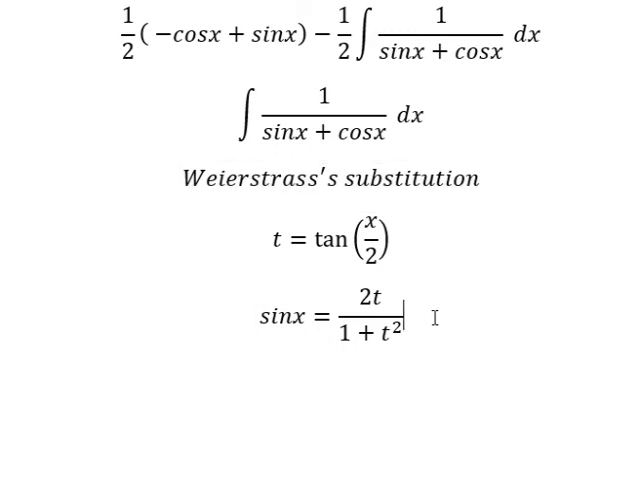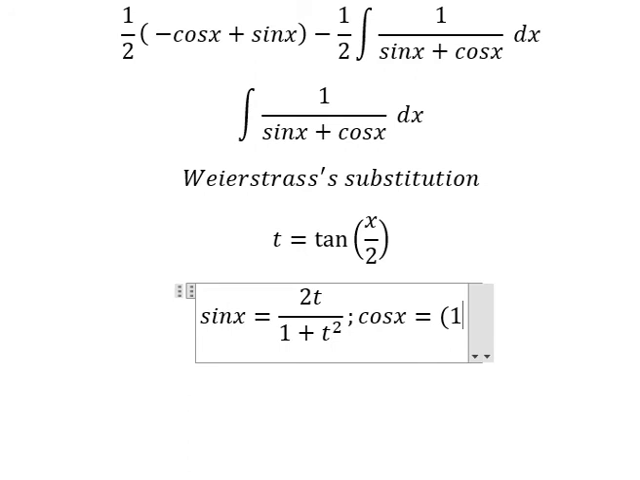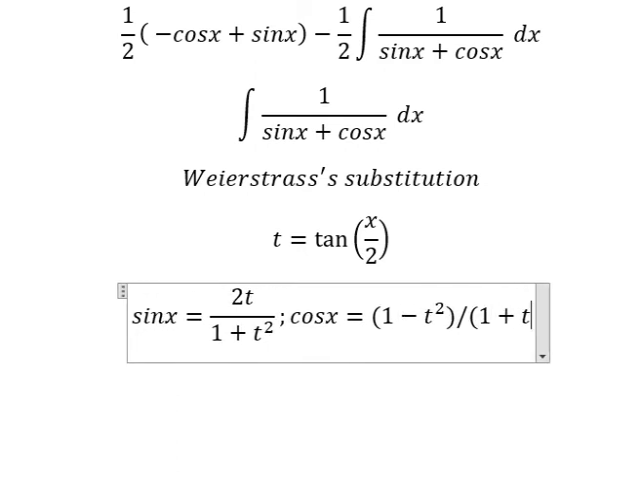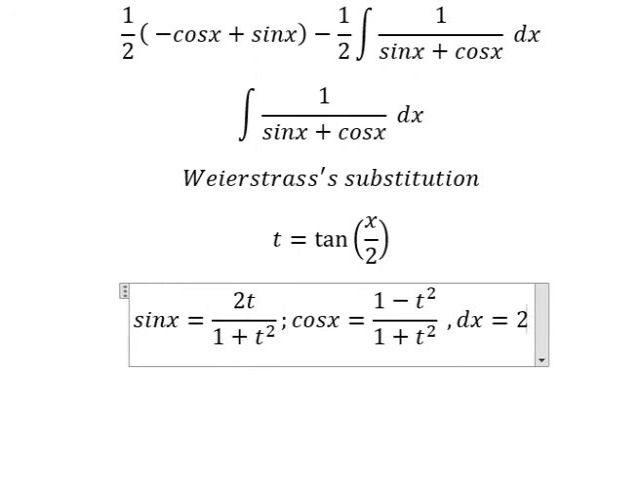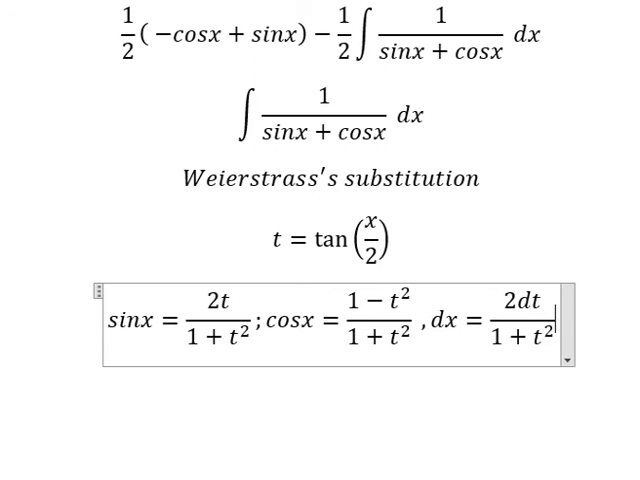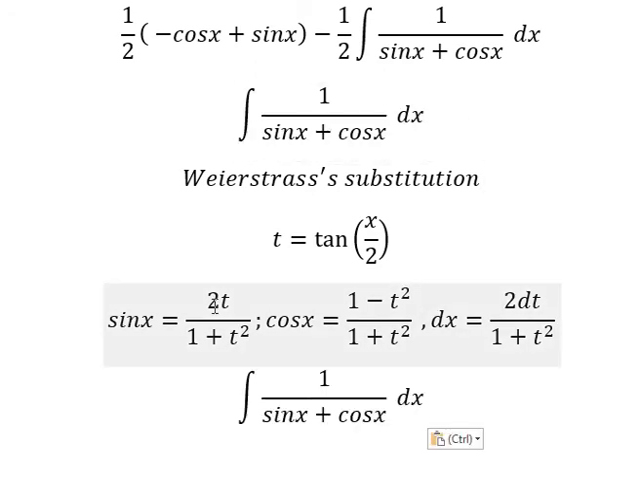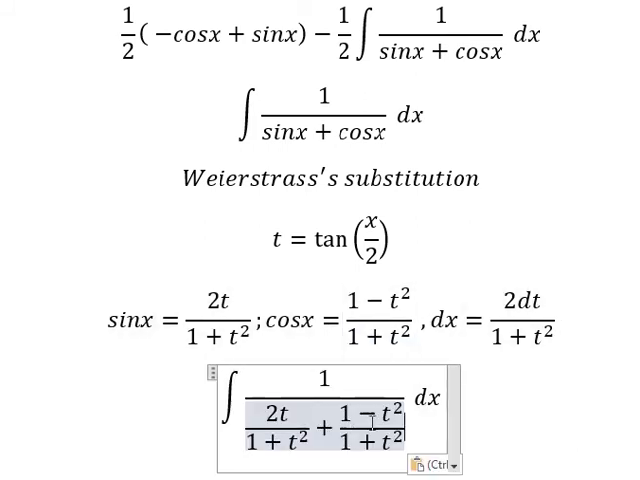And the second one, that is about cosine x equals to 1 minus t squared over 1 plus t squared. dx equal to number 2 dt over 1 plus t squared. Now, I will put this one go in here. This one go in here. And this one go in here.